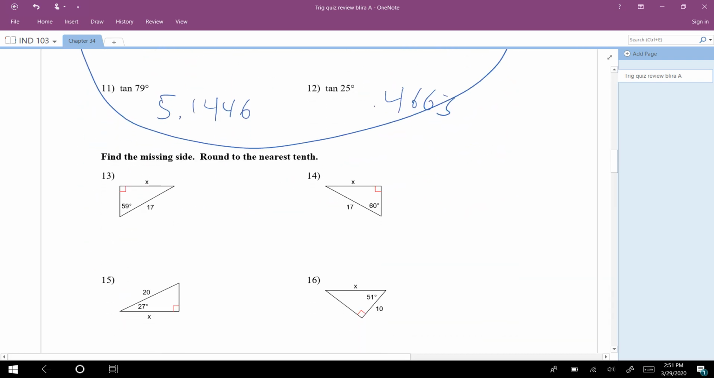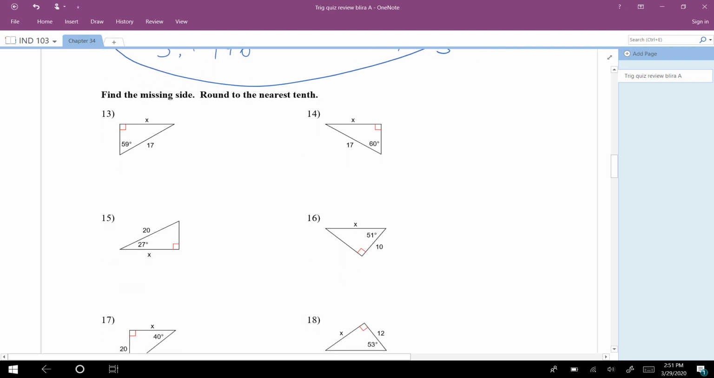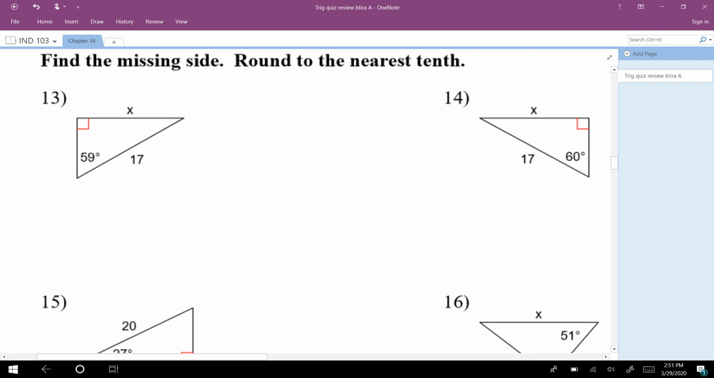All right, next section. Oh, now it wants us to find the missing side. Okay, here is our setup. Okay, so I'm going to expand this even more, make it bigger. All right, so they give us an angle here. We've got a side, which is the hypotenuse, and we're looking for x. So in relation to 59, what side is x? Is it adjacent or is it opposite? I would call that opposite.